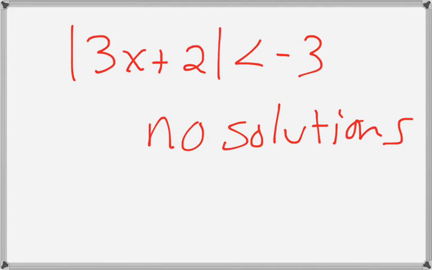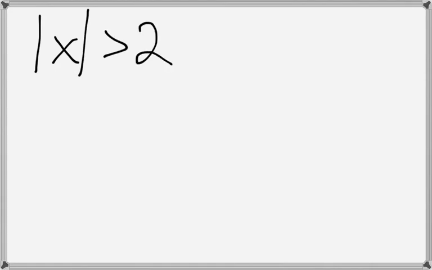So that's our procedure for if we have a less than, or if we have a less than or equal to. The procedure would be the same. It's just that then we would have closed circles on our number line, and we would have brackets in our interval notation instead of parentheses. Now what about if we have an inequality where the absolute value of something is greater than a positive number?